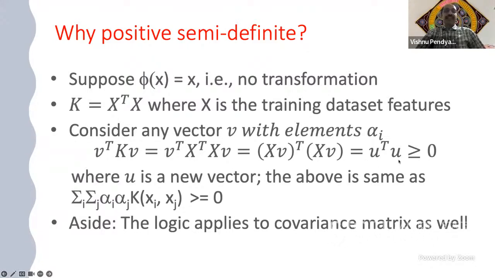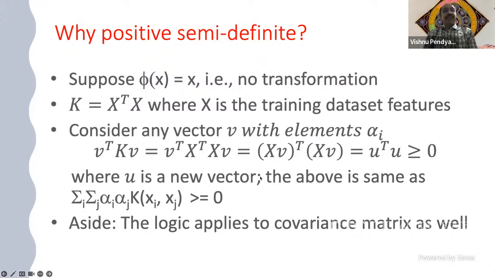Which is basically, by the definition of inner product, it has to be greater than or equal to 0. Because it's a dot product, it represents a norm and it has to be greater than or equal to 0. So in other words, v transpose k times v should be greater than or equal to 0. And when you express it in terms of alphas, which are elements of v, you get this expression. Remember, two summations, because it's like multiplying a plus b plus c times d plus e plus f. So you get all possible combinations of the variables.